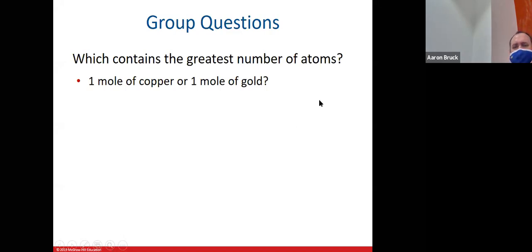All right, so let's see how we're doing. Which of these would contain the greatest number of atoms? A mole of copper or a mole of gold?